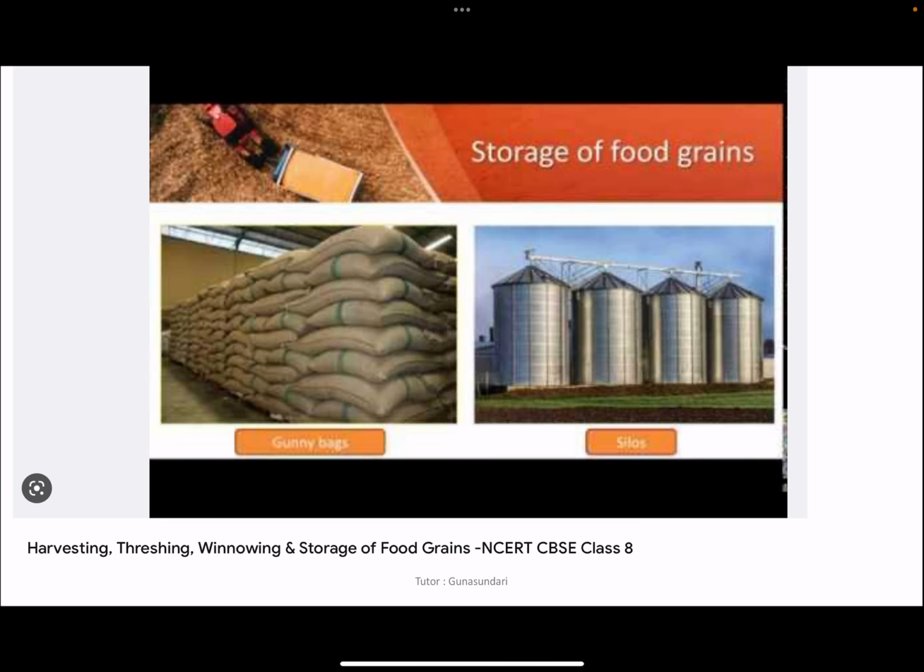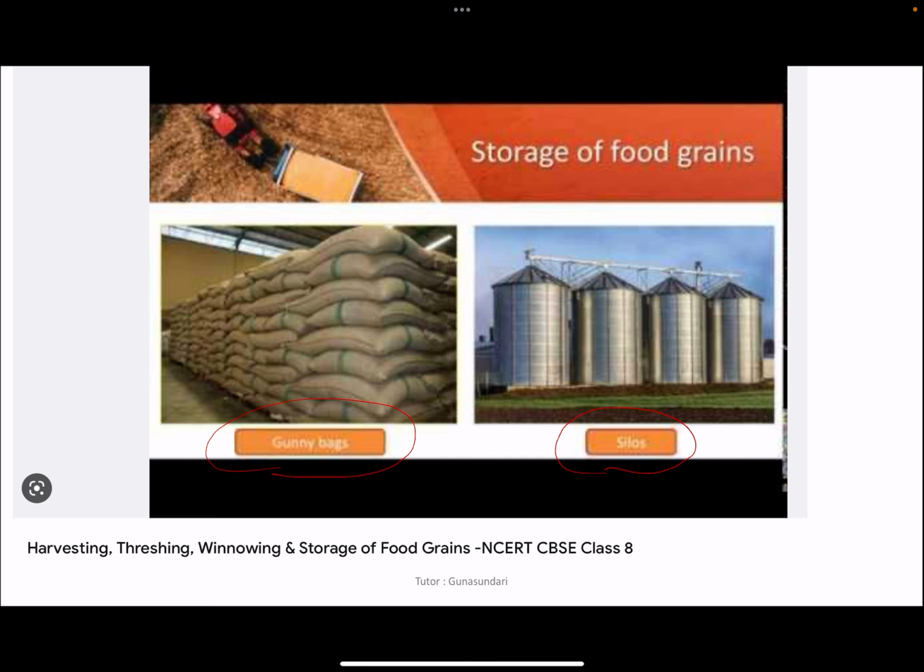Last comes the storage. Storage of produce is an important task. If the harvested grains are to be kept for a long time, they should be safe from moisture, insects, rats and microorganisms. So the harvested grains have to be stored properly, and here you can see silos and gunny bags. Yes. The large scale storage of grain is done in silos.